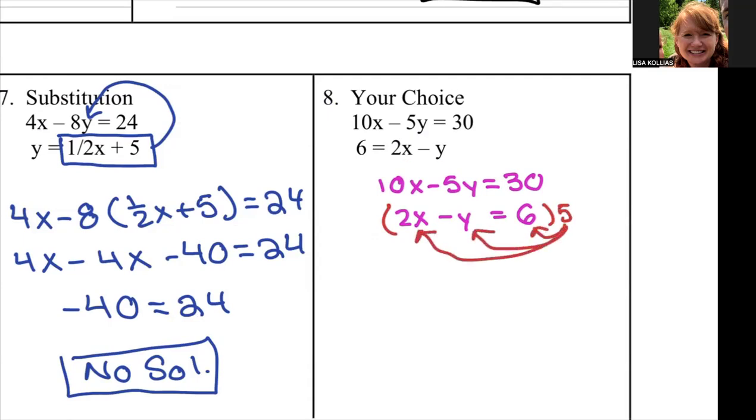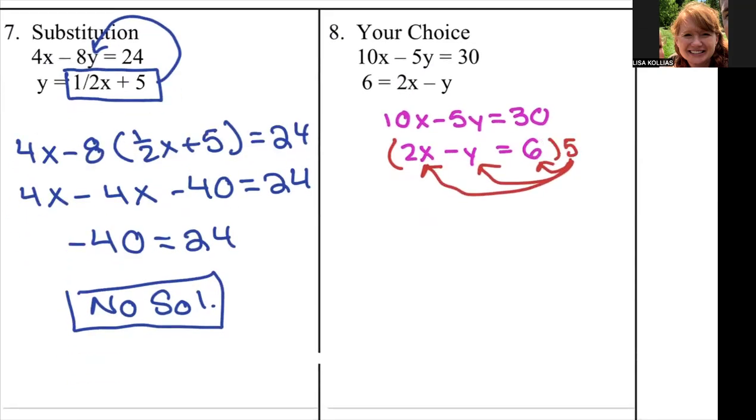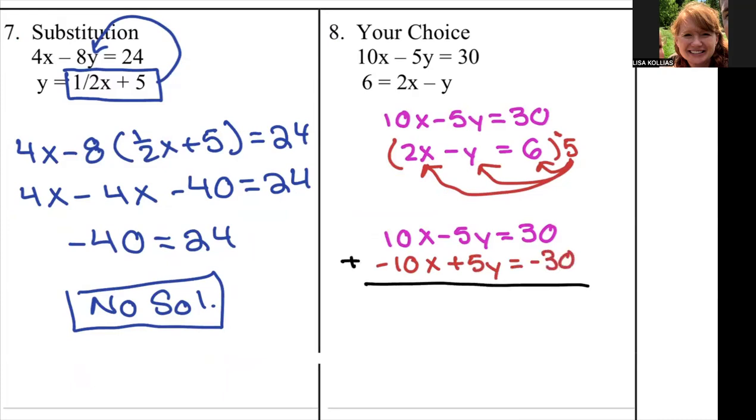You could do substitution. Once I multiply that, my top equation is still 10x minus 5y equals 30, doing nothing to it. My bottom equation, I want to multiply by a negative 5 to knock it out. That's going to give me negative 10x. And that's going to give me a plus 5y, and that gets me a negative 30. So now I'm going to go ahead and add down. Negative 10x and a 10x gives me 0. A negative 5y and a 5y is 0. And a 30 plus a negative 30 is 0.